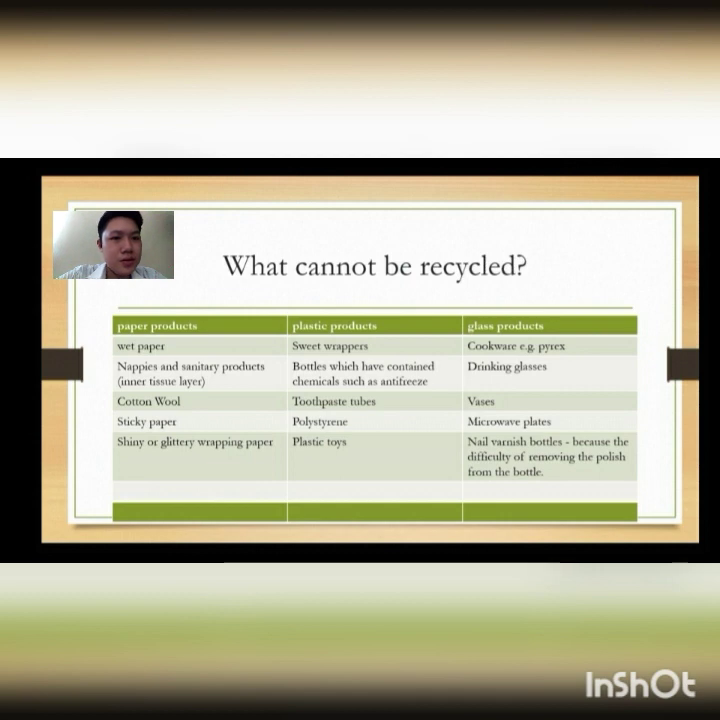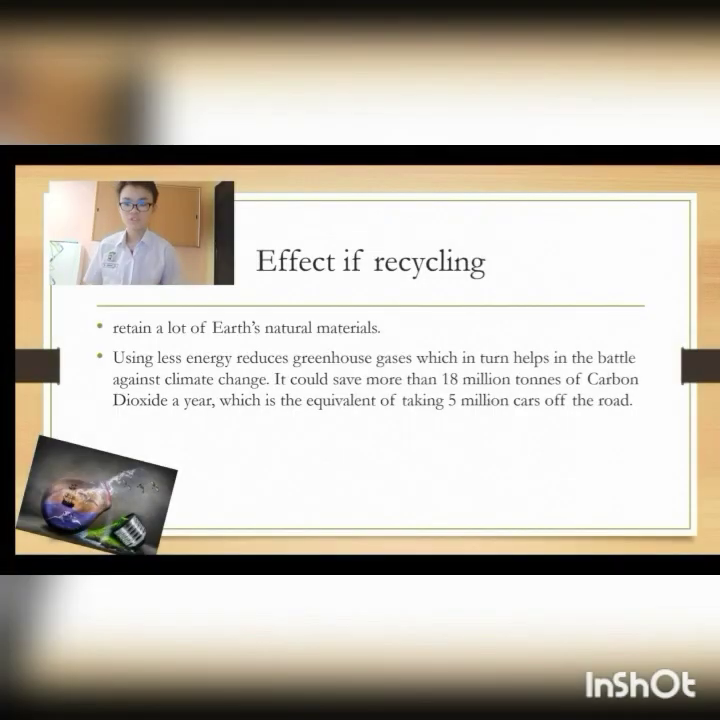There are three categories of items that cannot be recycled, which are paper products, plastic products, and glass products. Examples of paper products are wet paper, cotton wool, and sticky paper. Examples of plastic products are polystyrene, sweet wrappers, and plastic toys, and examples of glass products are vases, nail varnish bottles, etc.